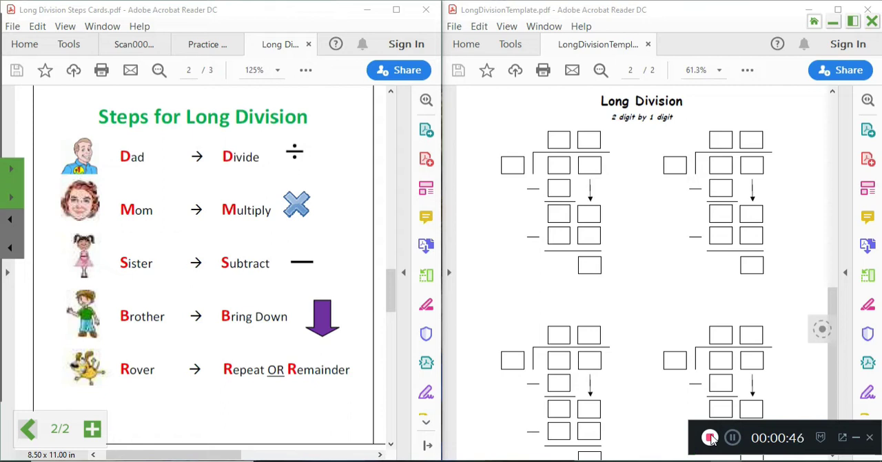All right, the steps for long division. Dad, mom, sister, brother, rover. The first letters of the family members help us to remember the steps for long division. These steps continue to repeat themselves until you've run out of numbers to divide. Dad to divide, mom to multiply, sister subtract, brother bring down, rover, meaning to either repeat this whole process, or if you have anything left over that you cannot divide, that is called a remainder. And we're not going to talk about remainders today.